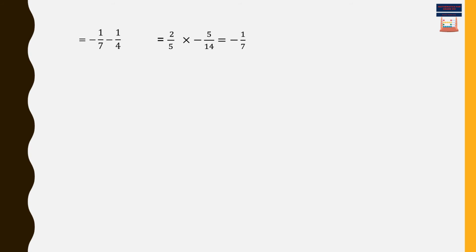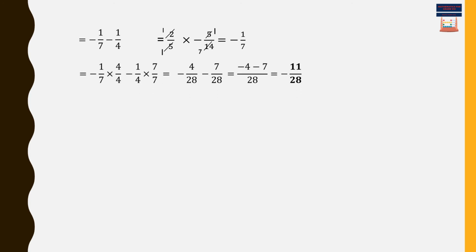How do we get -1/7? By simplifying 2/5 × (-5/14). 2 times 1 is 2 and 2 times 7 is 14. And 5 and 5 also get cancelled. So 1 times 1 is 1 and 1 times 7 is 7. So we get -1/7.